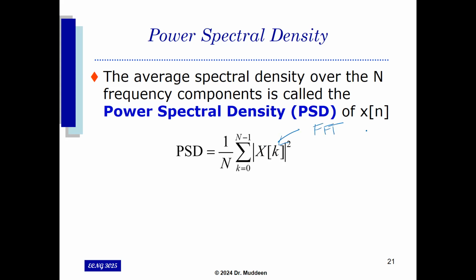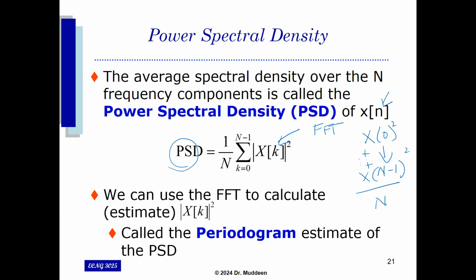So all of the bin outputs, all of the Xk's from X0 all up to Xn minus 1, square all of them, add them up, and then divide the answer by n. I have the power spectral density of the particular signal. Fair enough? You hearing me, everybody? Yes, I hear.